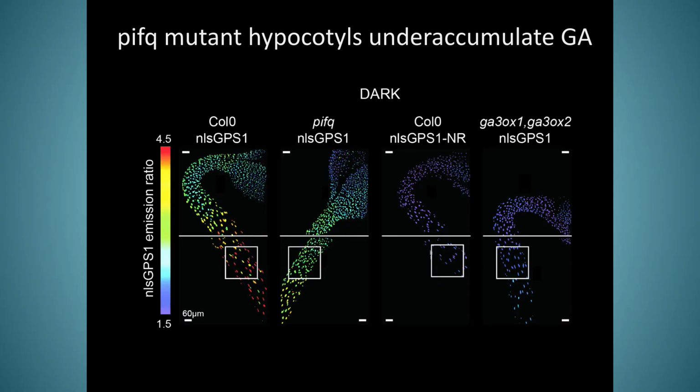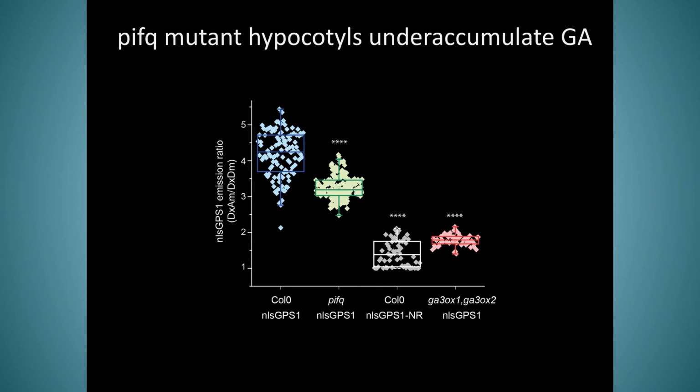And so we simply put the sensor in the PIF-Q mutant, which is a quadruple mutant in four of these growth-promoting PIF factors, and we see that there is indeed less GA, as evidenced by lower GPS1 emission ratios in the PIF-Q mutant. And again, in the dark-grown hypocotyl, we don't see the patterning that we see in wild type, or in the NR mutant of the sensor, and also in the GA3 oxidase biosynthetic mutant. We can quantify this again with these beeswarm and box plots. And we can see that indeed the PIF-Q mutant has lower NLS GPS1 emission ratios in the dark-grown hypocotyl, whereas the controls are much lower.